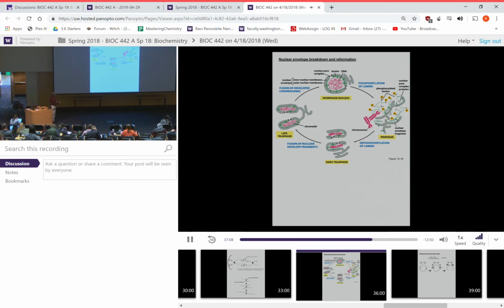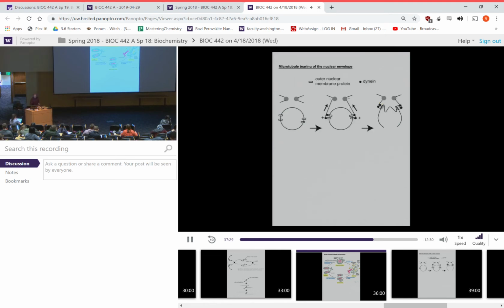Now it turns out Alberts makes it look as though once you dephosphorylate, the nuclear envelope just falls apart. But that didn't actually ever make any sense to me, because even though the nucleus was weak, it's still membrane. It's not just going to spontaneously fall apart. And one of the things that was discovered recently was that there's actually a ripping force that has to rip the nuclear envelope open.